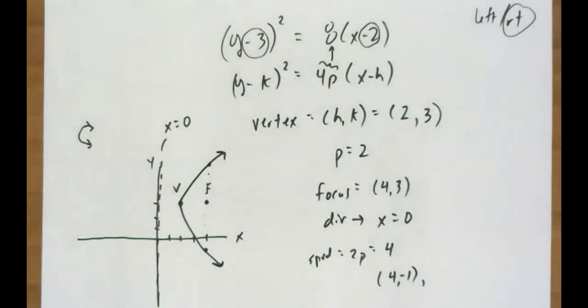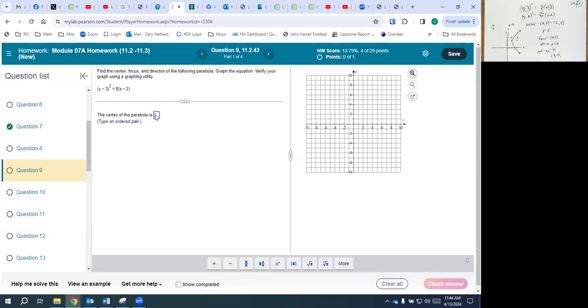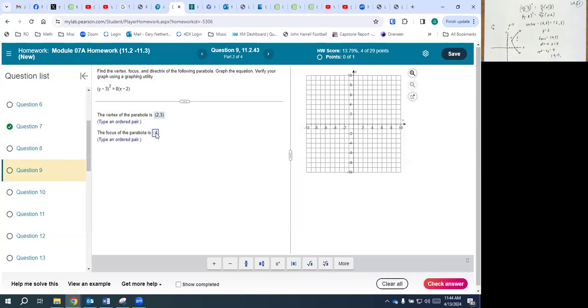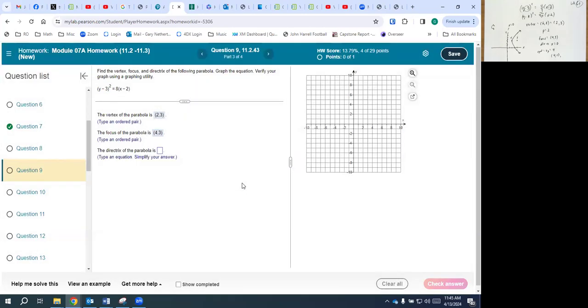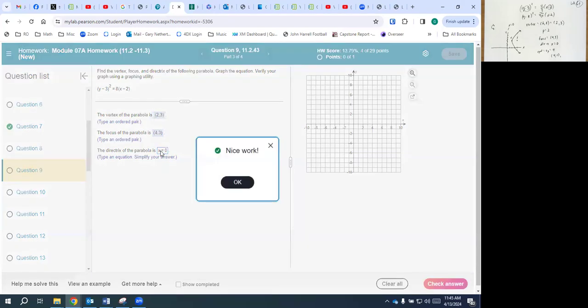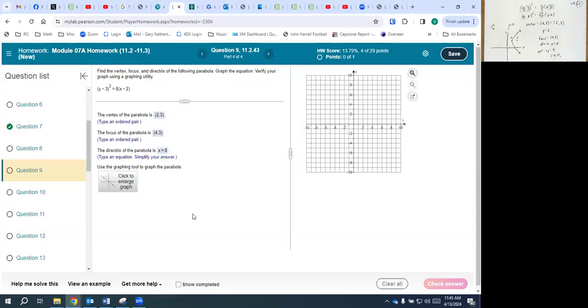So now I have everything I need to go back and enter this information into the computer program. We said the vertex is 2, 3. Cross our fingers, and that's good. The focus we said was 4, 3. Check that. The directrix we said was x equals 0. As a matter of fact, I think when you enter answers here, I can probably just enter on the computer and it probably checks it. Let me see. Yep, you don't necessarily need to click on the check answer box. You can just hit enter.